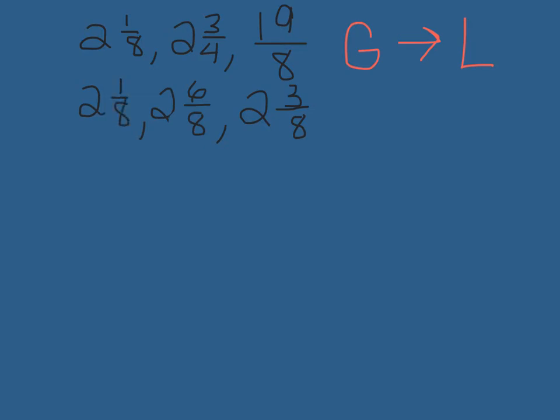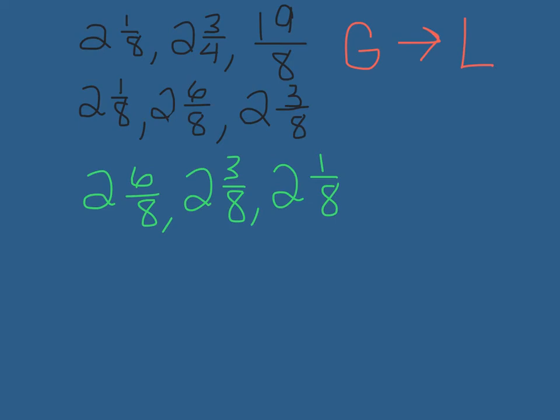So now I have to compare all of my whole numbers. 2, 2, and 2. Well, that doesn't help me at all. So now I'm going to my fractions. They all have the same denominator now, so that means I take a look at the numerators. So I have 1, 6, and 3. Which one is the greatest? It is the 6. So I would put 2 and 6/8 comes first. Then comes the 2 and 3/8, and then it would be 2 and 1/8.